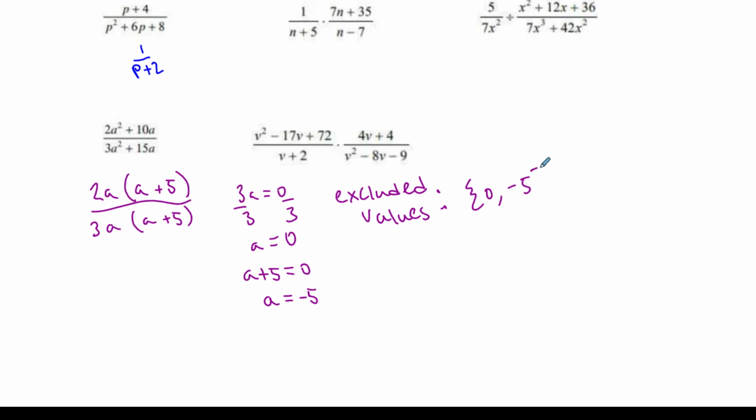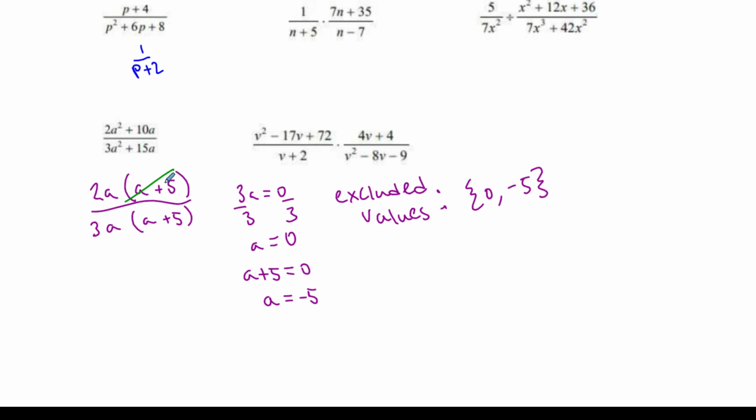and -5. And an easy rule of thumb here is, if you factor out a variable by itself on the bottom, you'll always have 0 as an excluded value. I just need to plug 0 in for a here, and it would kill off everything on the bottom. Let's go ahead and cancel out.